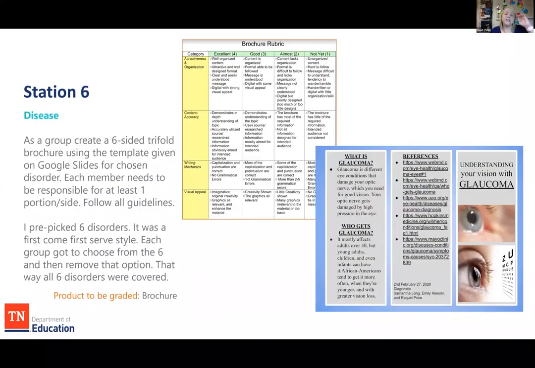And then station 6 here was the brochure. And this is actually a snapshot of one of the brochures that my students came up with. This is one of their pages, and the rubric that I used. And I pre-picked 6 disorders. It was first come, first serve. So by the time the 6th group got there, they had 1 disorder left, but they didn't care. So they went through, and here was the rubric, all the information they had to have.